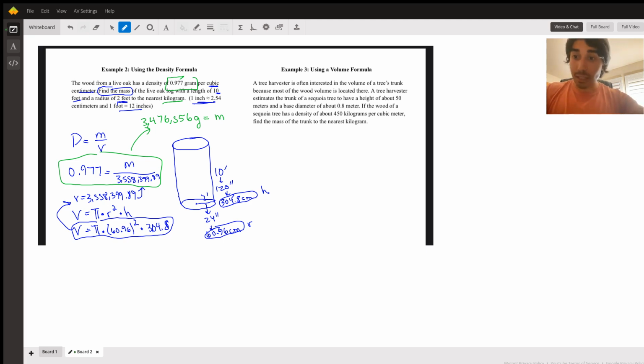All right, so lastly, let's divide this by 1,000, and once you round it to the nearest whole number, the nearest kilogram, it's going to give you 3,477 kilograms is the mass. And there it is. There's the mass of the log.